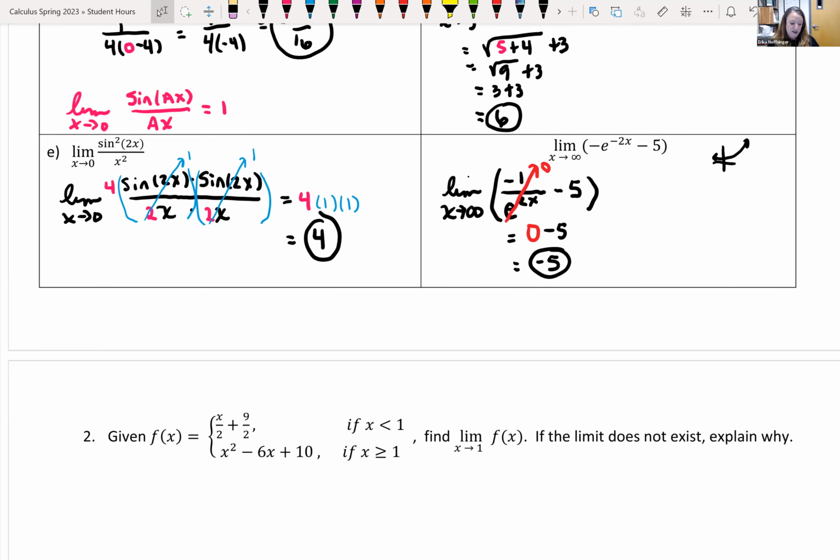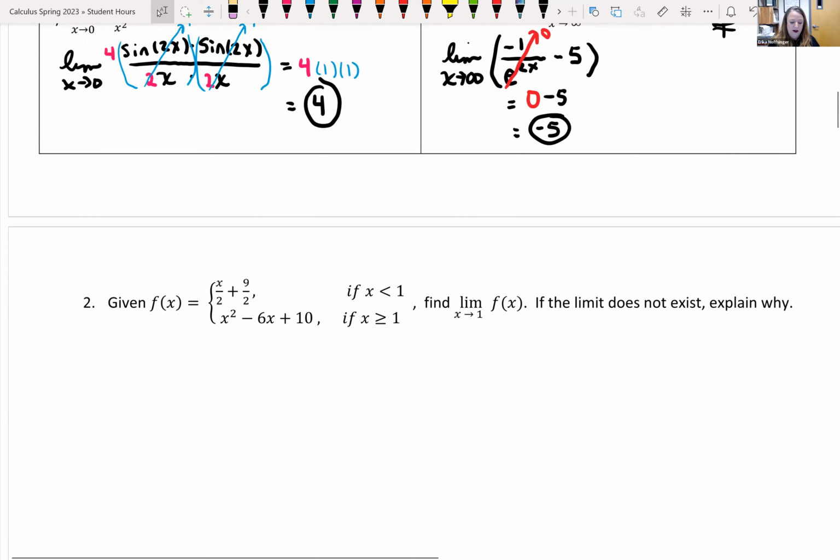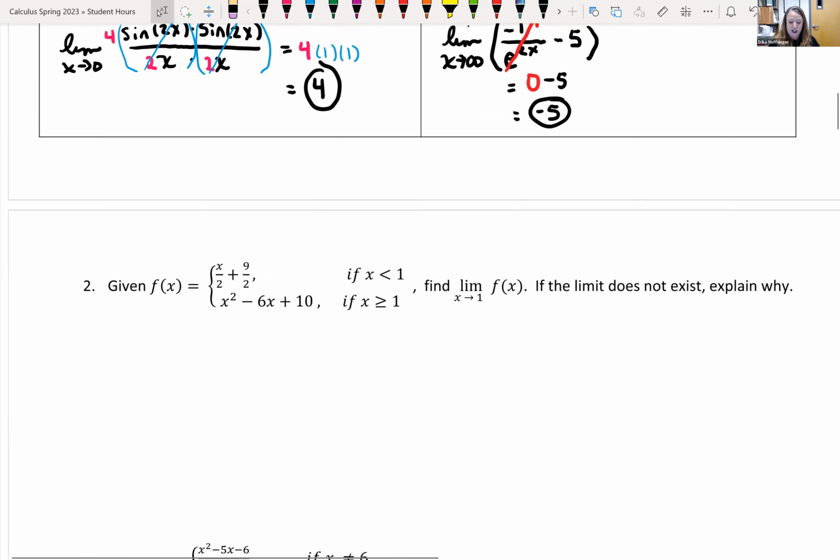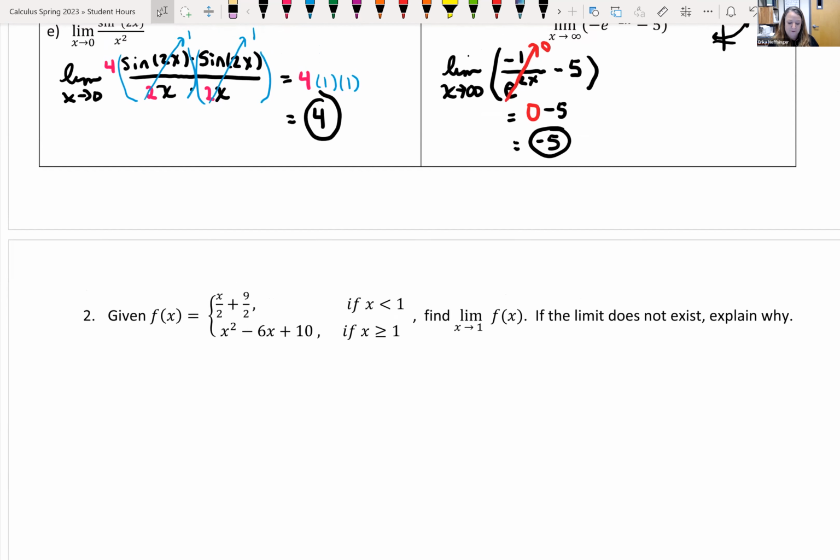So the next question we have in front of us is a piecewise function. And we want to find the limit as x is approaching 1 of this piecewise function. If the limit does not exist, explain why. So notice that our equations change. If I'm to the left of 1, less than 1, I'm using that first equation, x over 2 plus 9/2. If x is bigger than or equal to 1, I'm using x squared minus 6x plus 10.